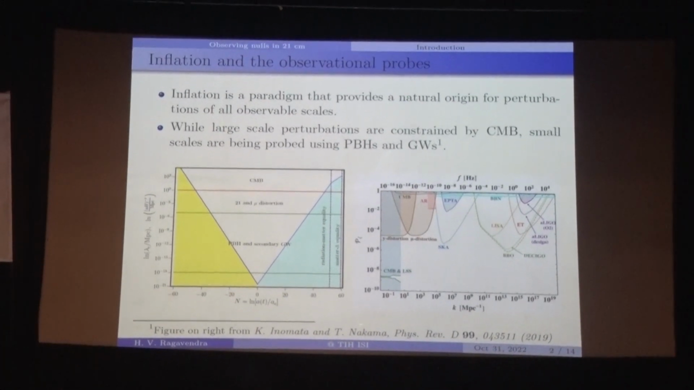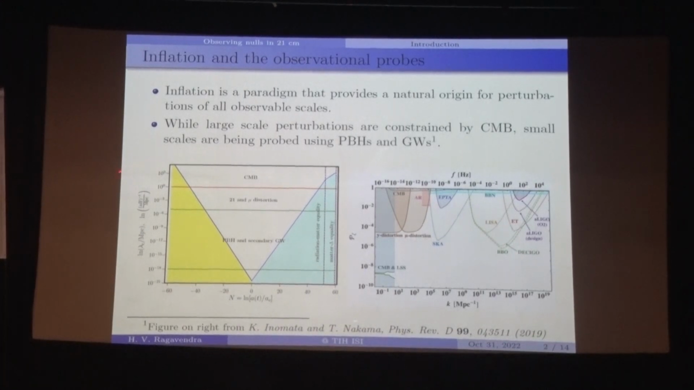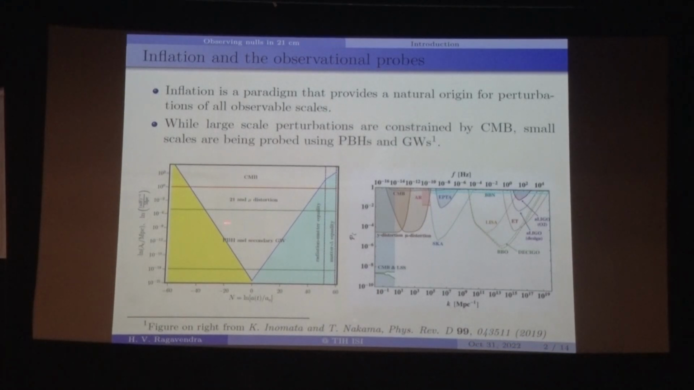The perturbations and the scales corresponding have been depicted in co-moving wave numbers, co-moving wavelengths, as horizontal lines here. We know that the large scales correspond to the CMB observations, and the small scales have been gathering interest in the context of primordial black holes and secondary gravitational wave generation. We will be focusing particularly on the intermediate scales, which correspond to the 21 centimeter signal and also to some extent to the spectral distortions associated with the CMB spectra.